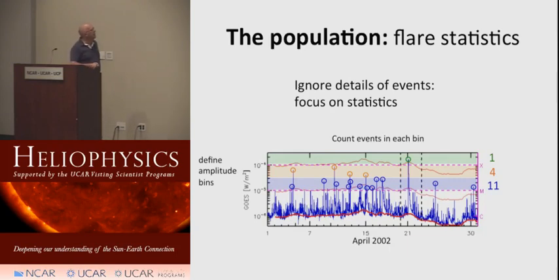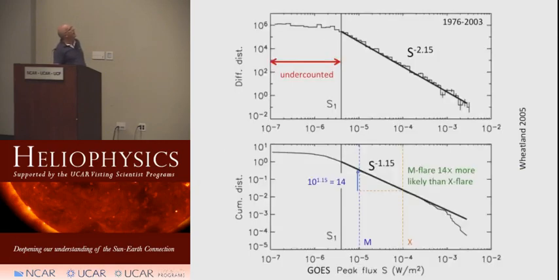I can actually reduce the bin size and take a longer baseline, and here is the plot of all flares between 1976, the bicentennial, and 2003. You can see the bins are fairly small here. This is X flare. This is 10 times the X flare. We get a power law, a power law in the frequency of flares.